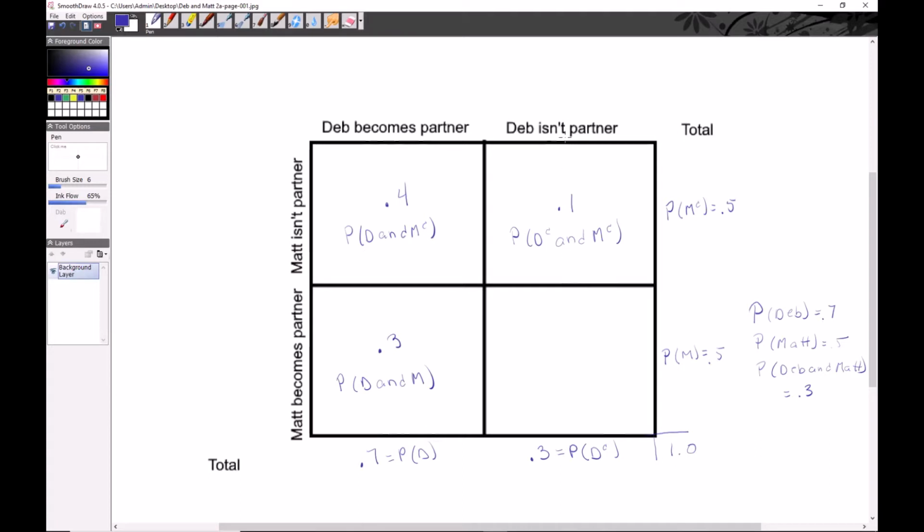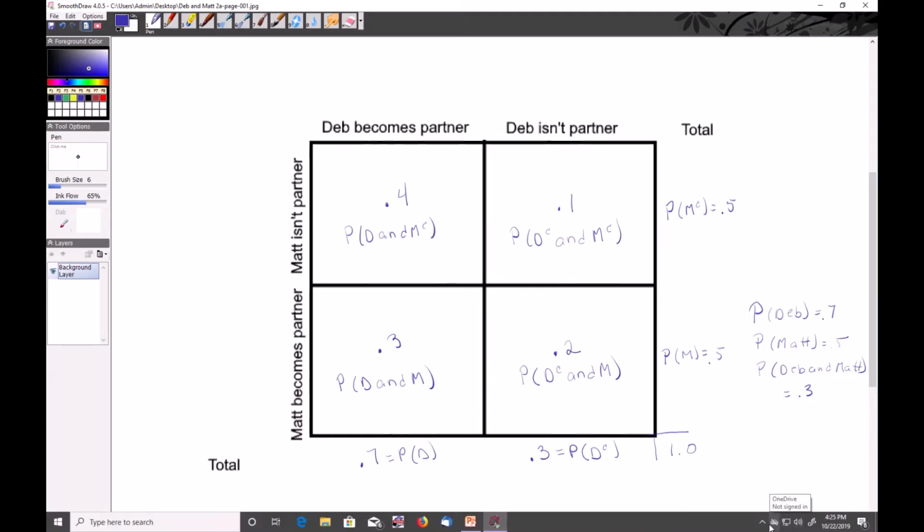So now let's go and add down this way. 0.1 plus something gives you 0.3. That something will be 0.2. And that's going to be the probability of not Deb, so D complement and M. So there we have all the individual probabilities. There are all the joint probabilities. It's really easy. It's simple. I kind of like it. So I'm going to pause here and get back to the PowerPoint to close things out. So stand by.